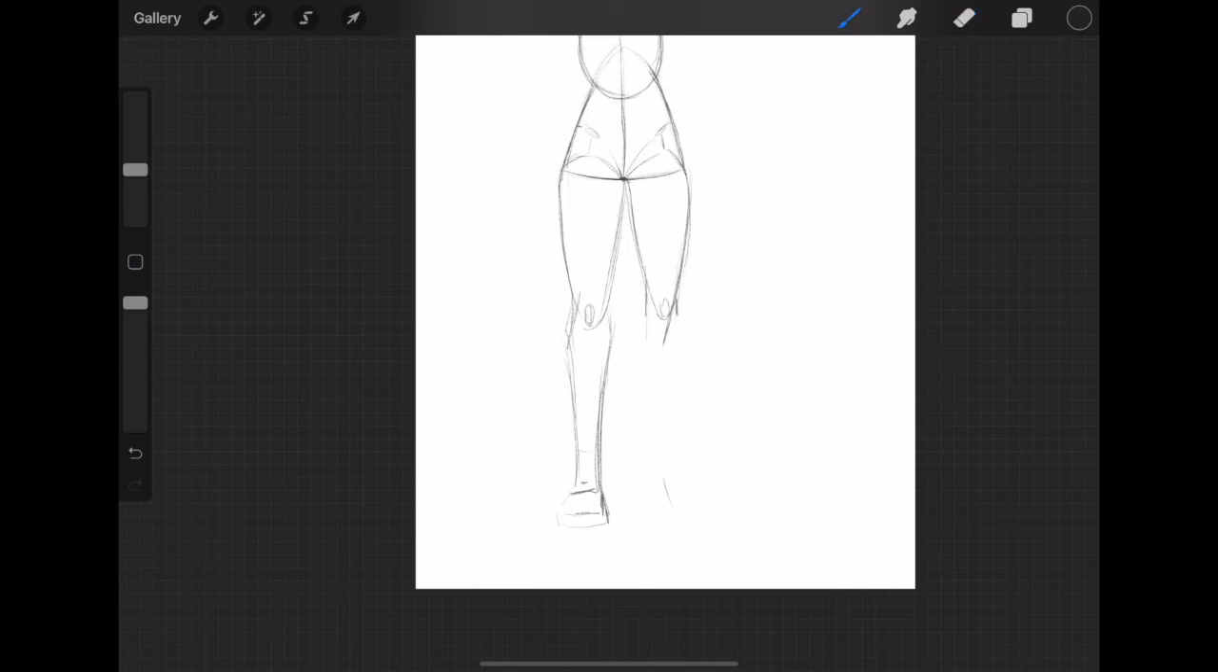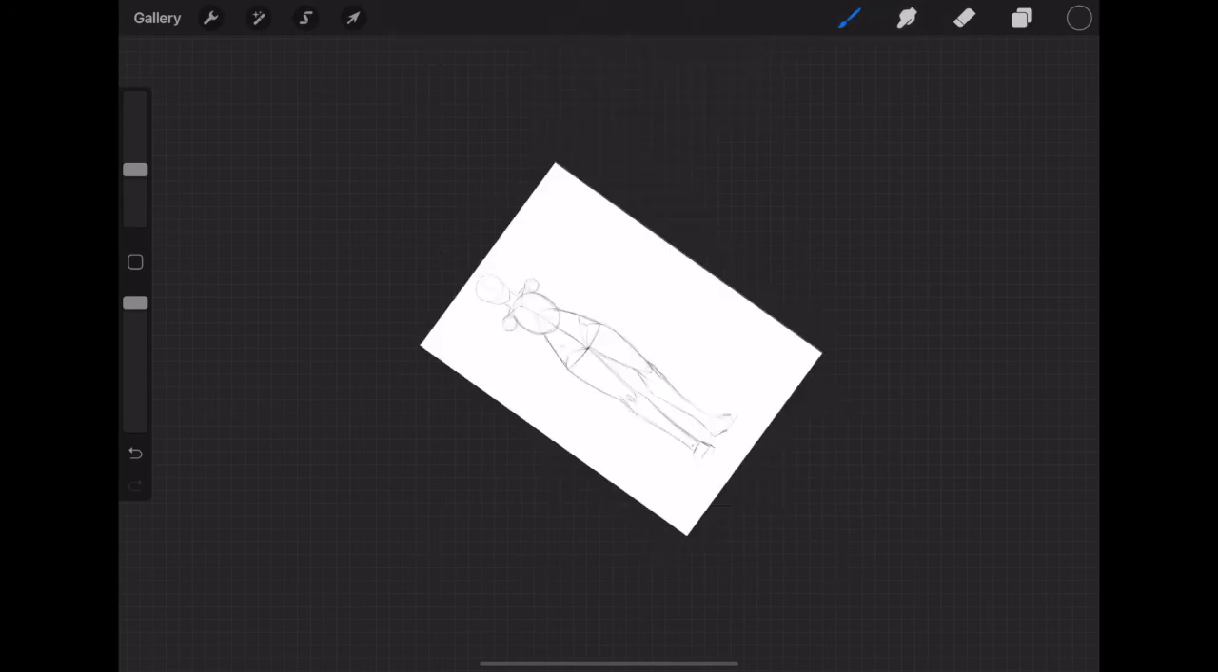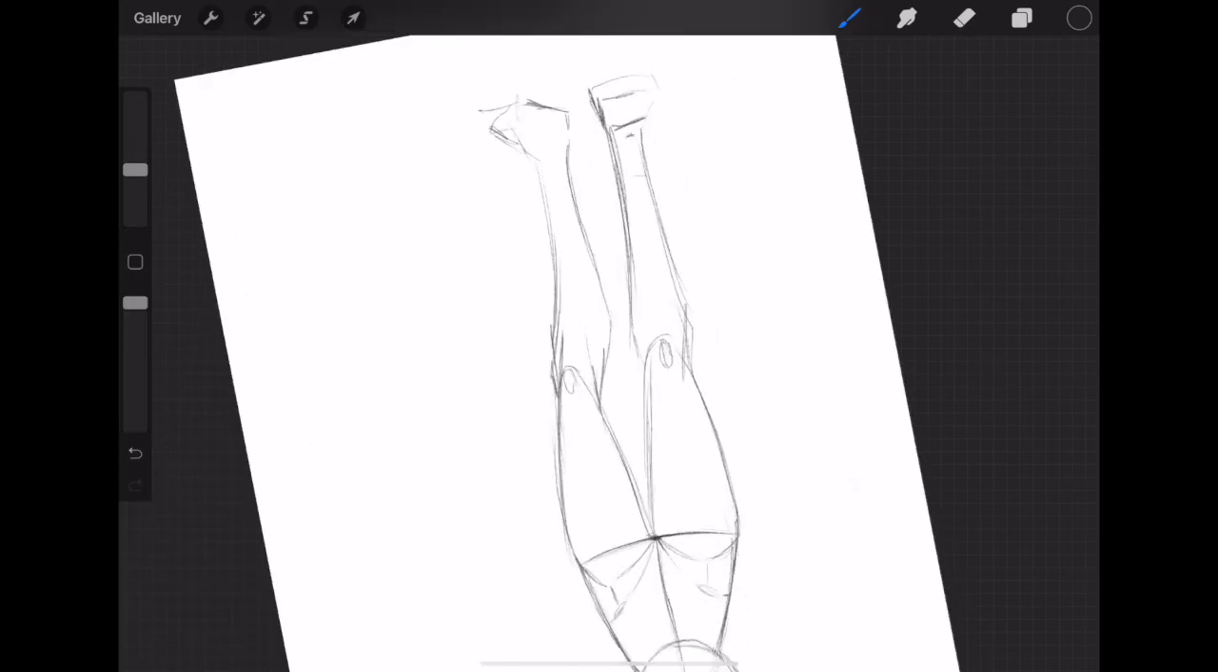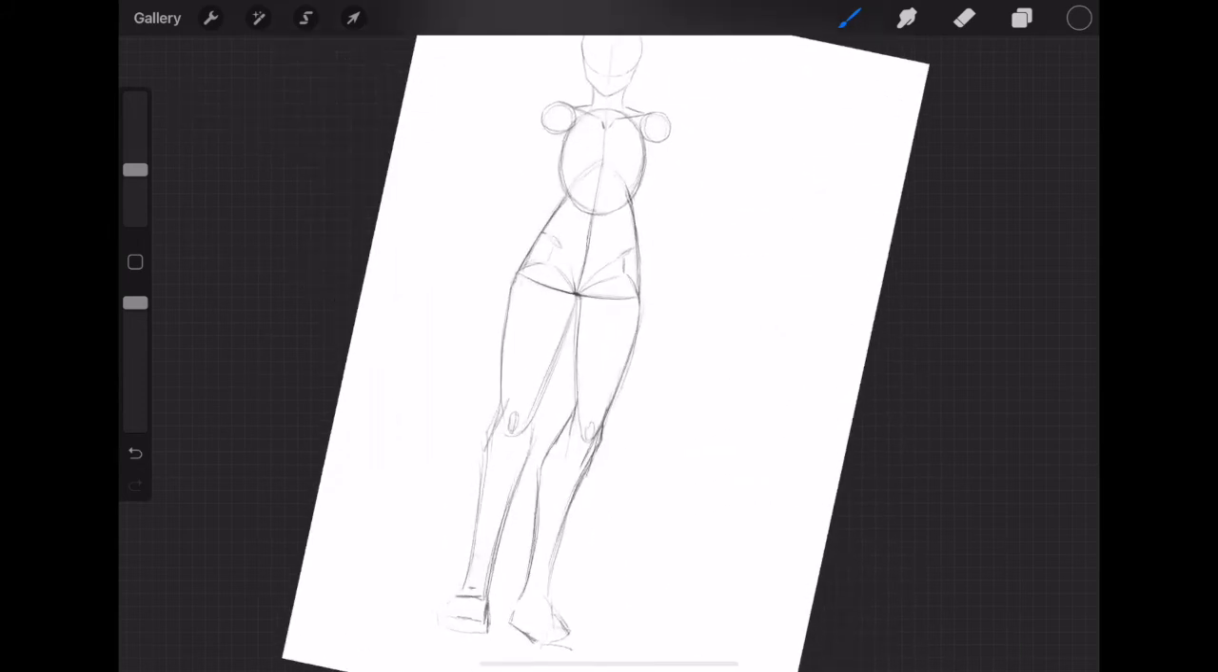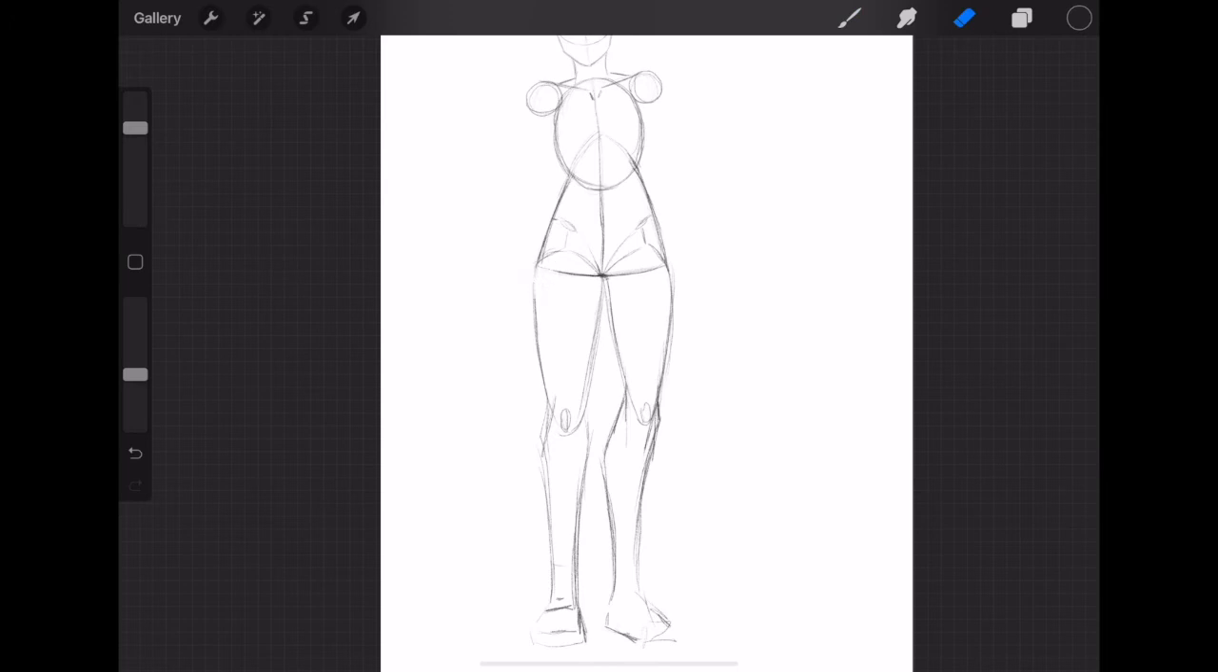Now, to keep things simple, we're going to say that the length of the leg is exactly the length of the upper body, aka the head, the neck, and the torso combined, for this particular body type at least. After I measure where the foot would land, sometimes in my mind, sometimes I would actually measure it, I usually mark where the knees will be, and then I draw in the thighs like so.